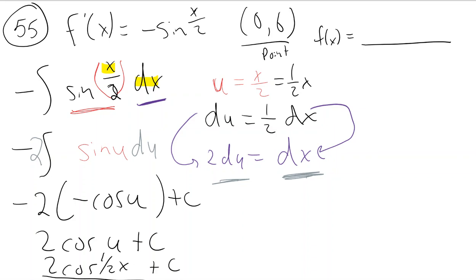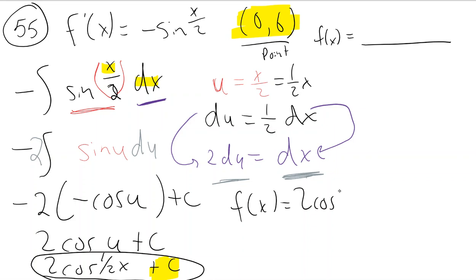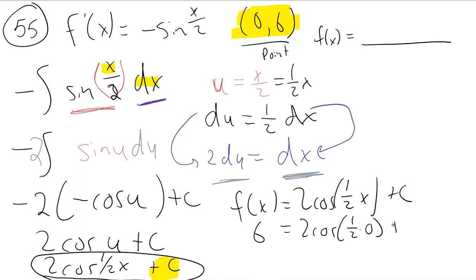Okay, this is what we would call a general solution. General solution is when you have plus c. But this time we can actually find a particular solution because we have an extra point here. So the function is 2 cosine of 1/2 x plus c. But if I know y is 6 when x is 0, that gives me enough that I can solve for c.